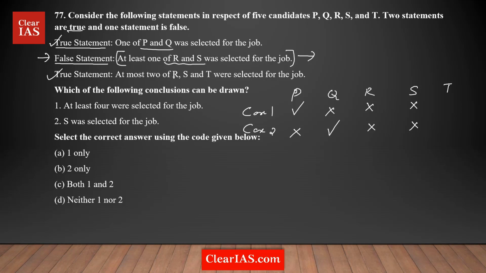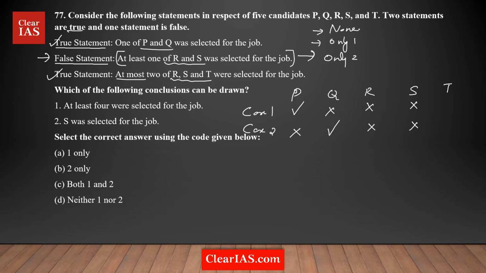At most, 2 of these 3 candidates, R, S, and T, were selected for the job. At most. This word is very important. At most means what? Maximum 2 of them are selected. There are 3 candidates. Out of them, maximum 2 of them are selected. That means there are 3 scenarios. One is none of them are selected. Only 1 is selected. And only 2 are selected. So these are the 3 scenarios that you should consider.